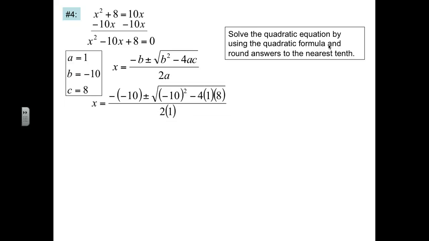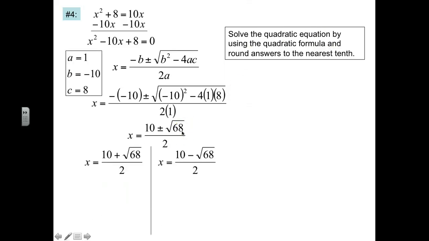I substitute my values, my a, b, and c. Then I'm left with x is equal to 10 plus or minus the square root of 68 over 2. And remember, this is where I separated because I want the nearest tenth. So I have 10 plus square root of 68 over 2, or 10 minus the square root of 68 over 2. I simplify this out.